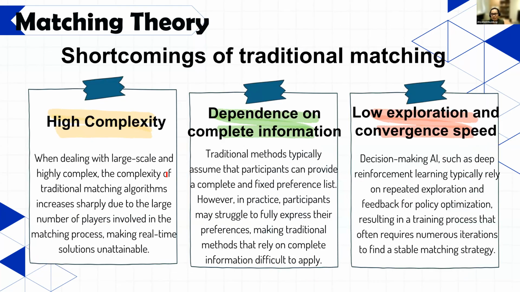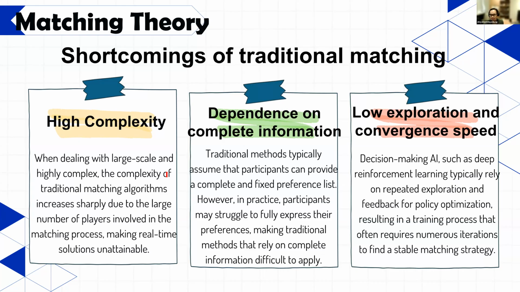However, the traditional matching algorithm has limitations. First, it has high complexity. When we deal with large-scale and highly complex matching problems, the complexity of traditional matching algorithms increases sharply due to the large number of players involved in the matching process. So this makes a real-time solution unattainable. For example, if we have 100 players on each side, we need to match with 100 players on the other side. There are too many combinations that we need to explore, and that will take too much complexity.